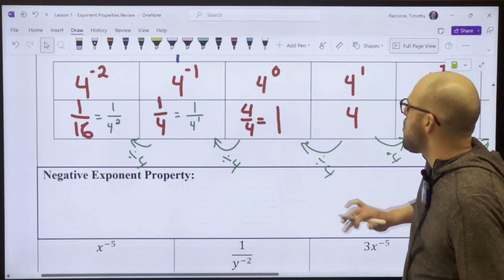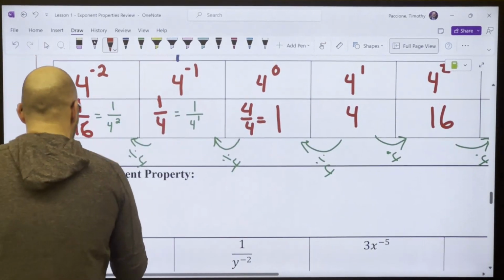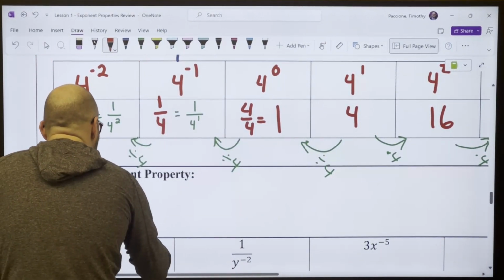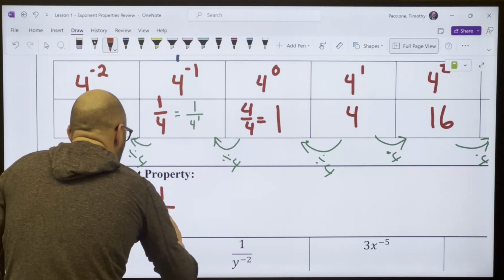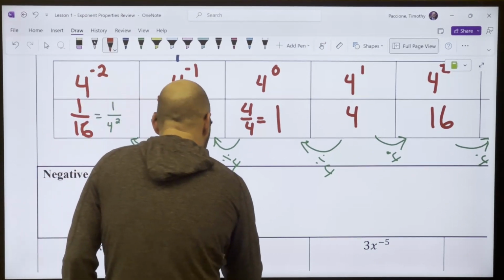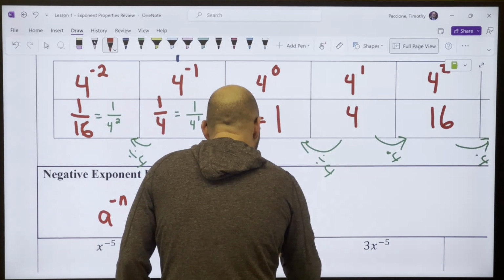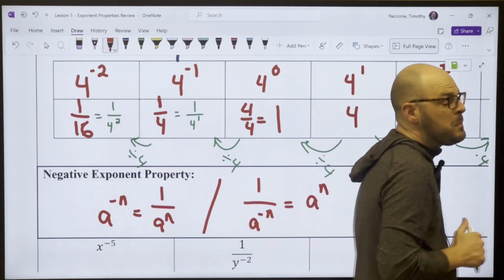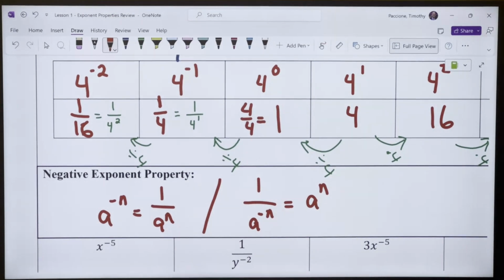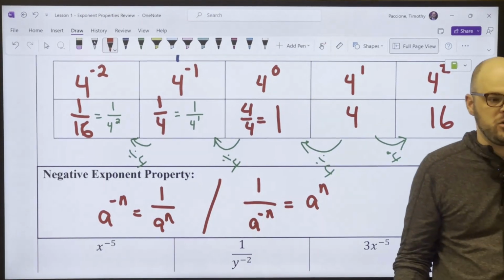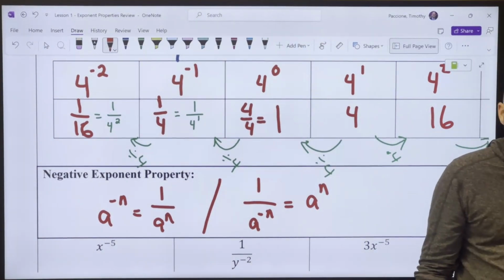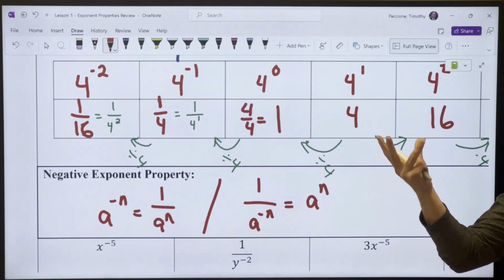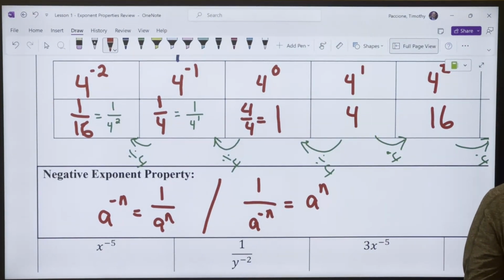Oh, I didn't really write it. I'll write the property too. A to the negative n equals 1 over a to the n. And 1 over a to the negative n is the same as a to the n. And if you get a question, it's going to say, don't leave any negative exponents in your answer. So if you end up with a negative exponent after your work, you're going to have to move it in order to get your final answer.